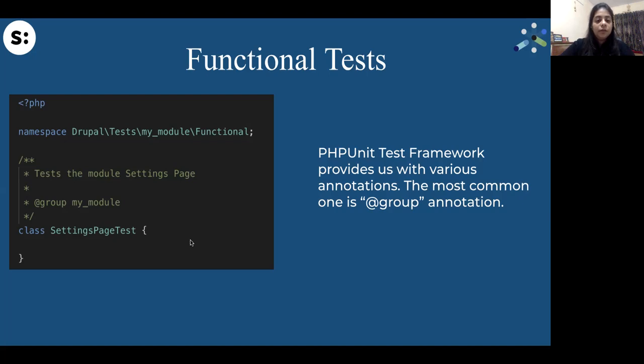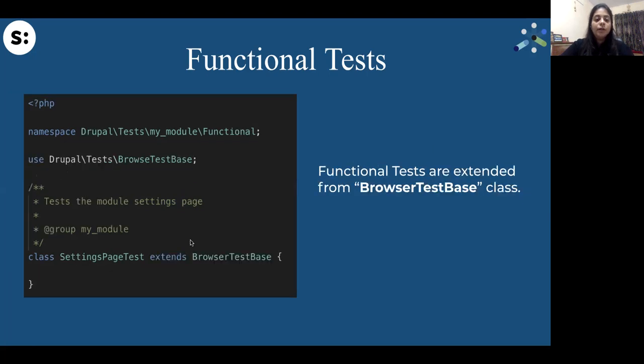For that, there are a few base classes present in Drupal core. Drupal core gives us a base class for each kind of test. For functional tests, there is a BrowserTestBase class. So your functional test has to extend this BrowserTestBase class. By this, Drupal will know that your test is a functional test.